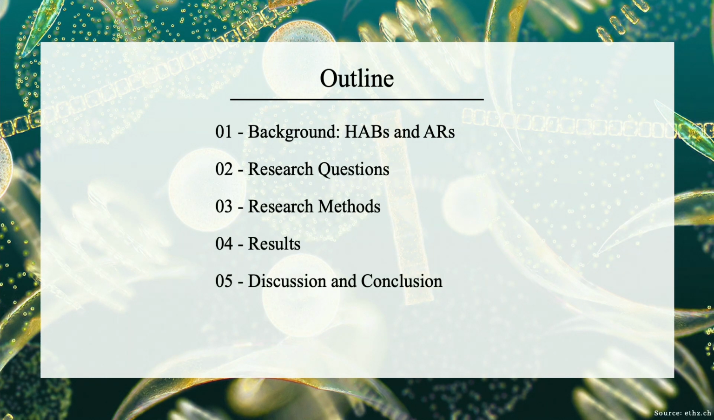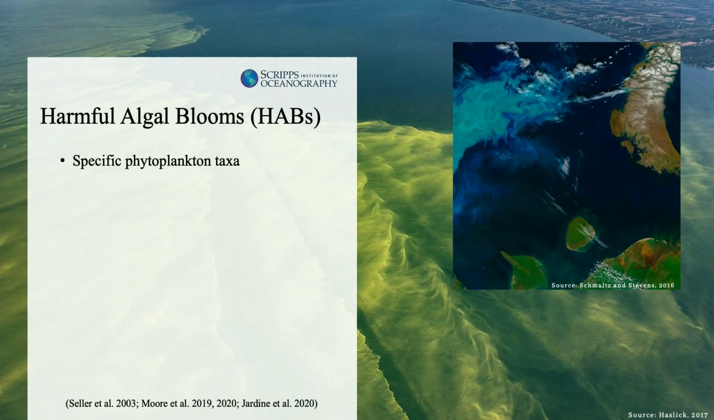Here is a quick outline of what we're going to be talking about today. I'm going to get started with a background on harmful algal blooms as well as atmospheric rivers. That will lead me into my research questions, followed by the methods that I use to answer those research questions, into my results, and of course I'll close this out with some discussion and conclusions.